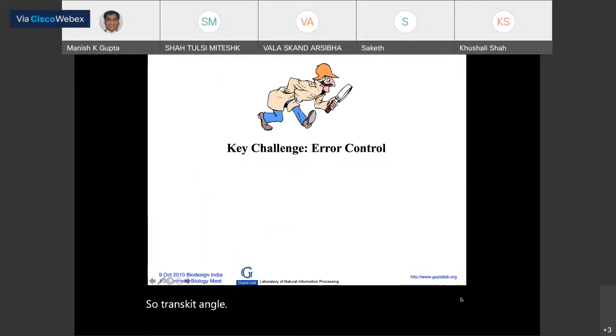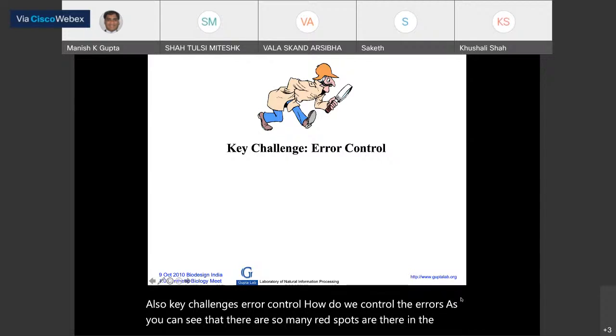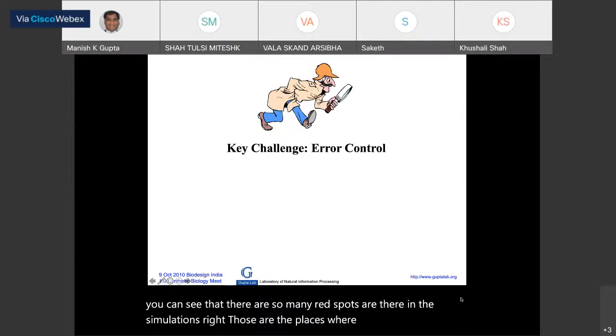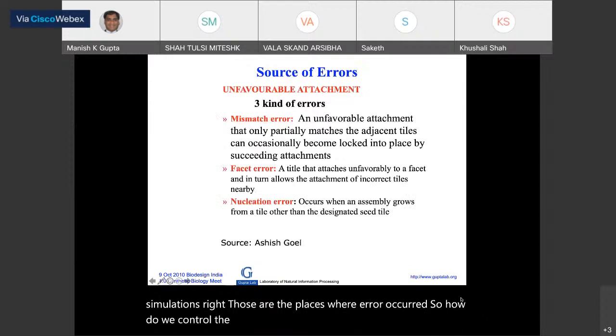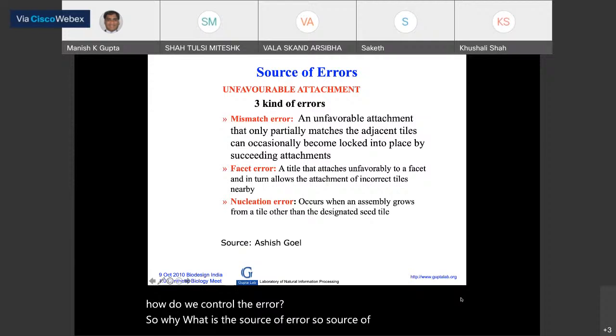Now, so key challenge is error control. How do we control the errors? As you can see that there are so many red spots in the simulations, right? Those are the places where error occurred. So how do we control the error? So what is the source of error? So source of error is unfavorable attachments.